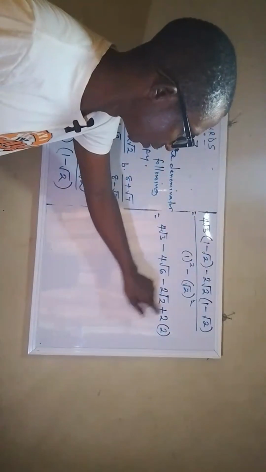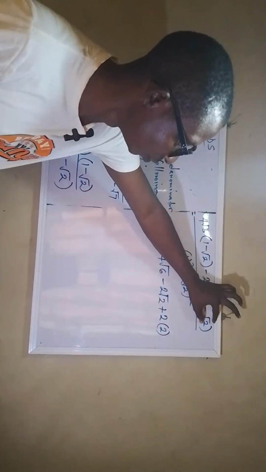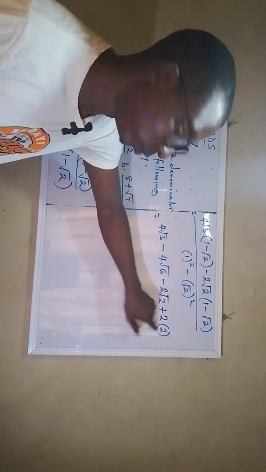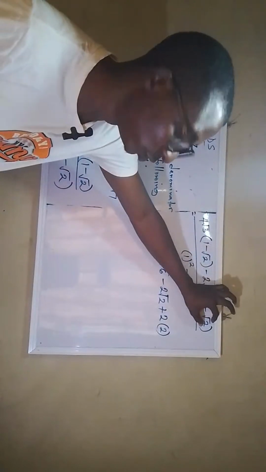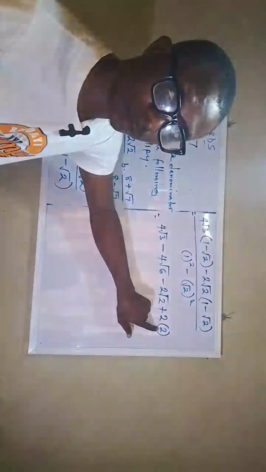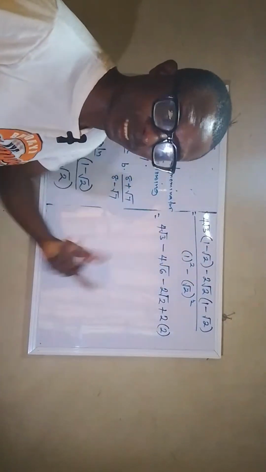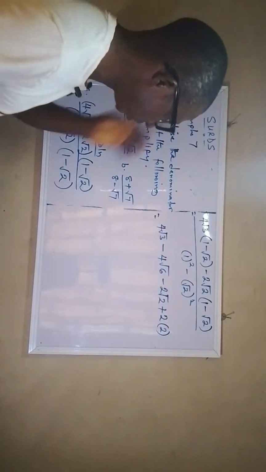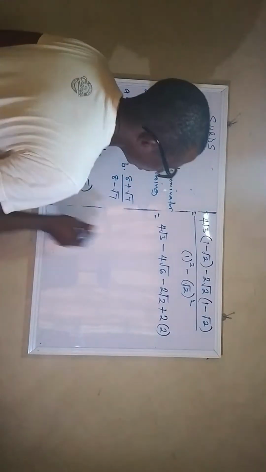This 2 is this. Square root of 2 times square root of 2 will give you 2, because square root of 2 times square root of 2 is square root of 4. Square root of 4 is 2. So I don't need to be writing square root of 4 since I know it's going to be 2. So now, let's move on.